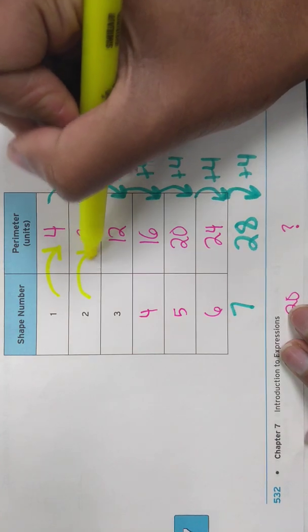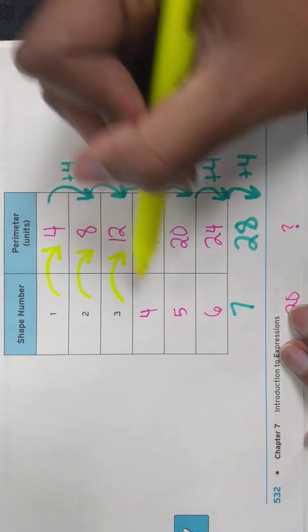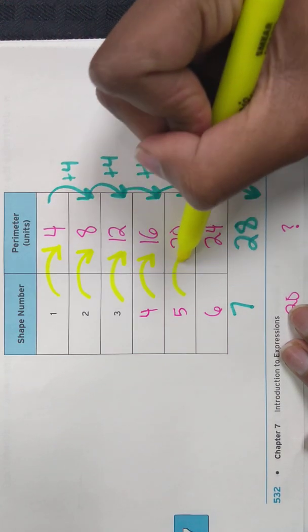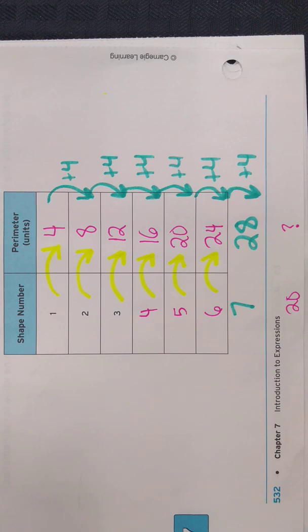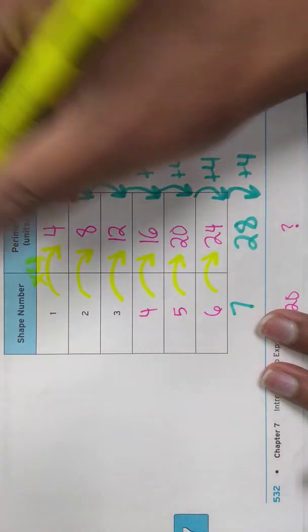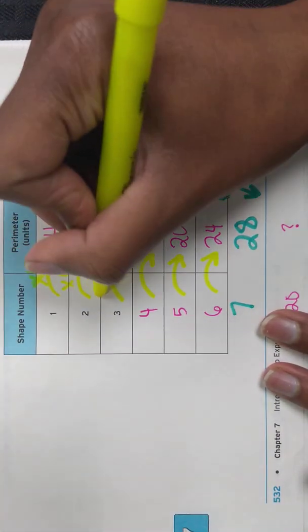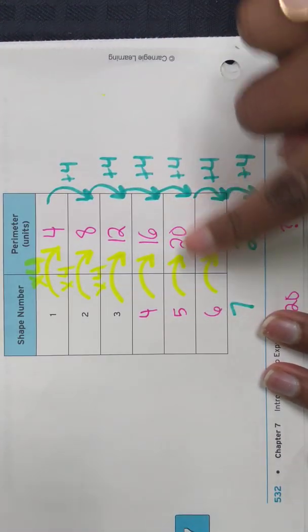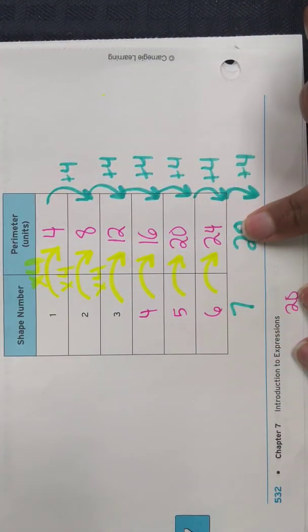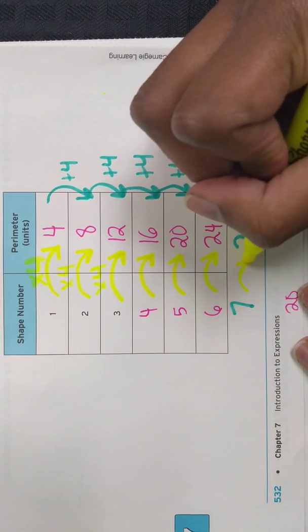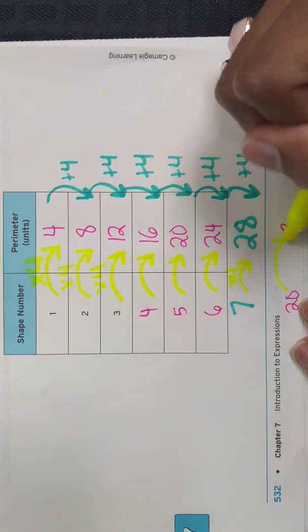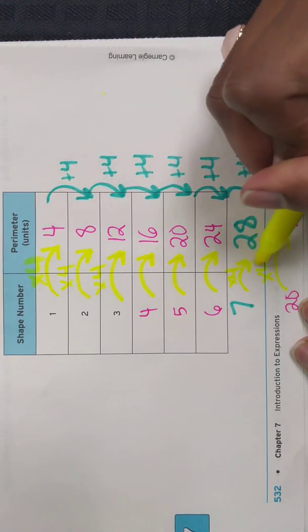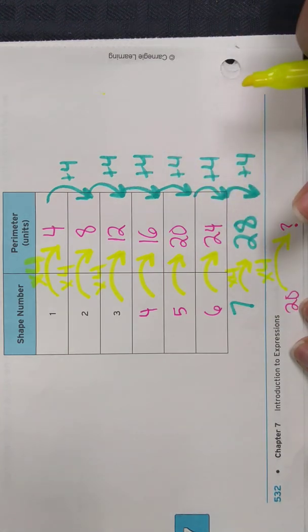What's happening between my shape number and its perimeter? Can you see the pattern that's happening there? If you do, excellent job. It's being multiplied by 4. 1 times 4 is 4. 2 times 4 is 8. 3 times 4 is 12. You get the idea. And that's how I know, if I could have just done 7 times 4 is 28, then I could just do 20 times 4 gives you, good, there's your answer.